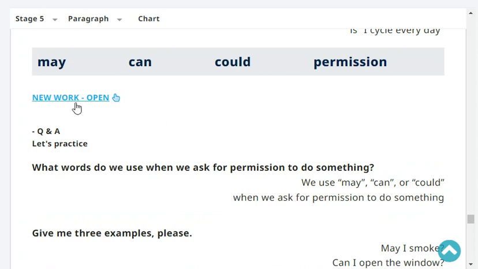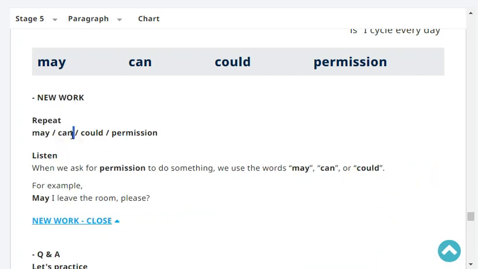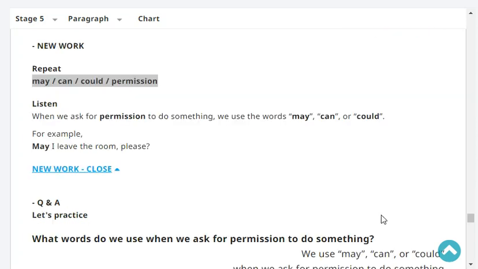Next, repeat. May, can, could, permission. Very good. Okay, listen. When we ask for permission to do something, we use the words may, can, or could. For example, may I leave the room, please?